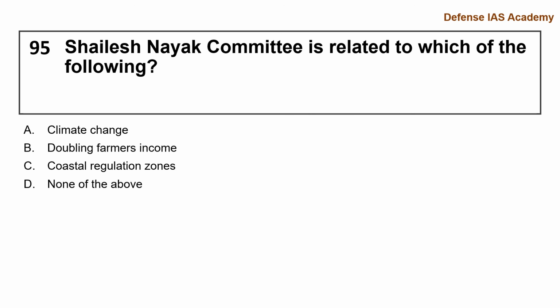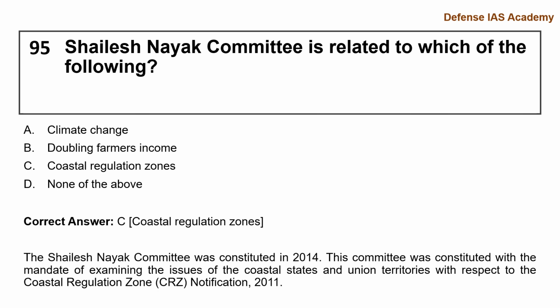Question 95. Sailesh Nayak Committee is related to which of the following? The correct answer is option C, coastal regulation zones. The Sailesh Nayak Committee was constituted in 2014. This committee was constituted with the mandate of examining the issues of the coastal states and union territories with respect to the Coastal Regulation Zone CRZ notification 2011.